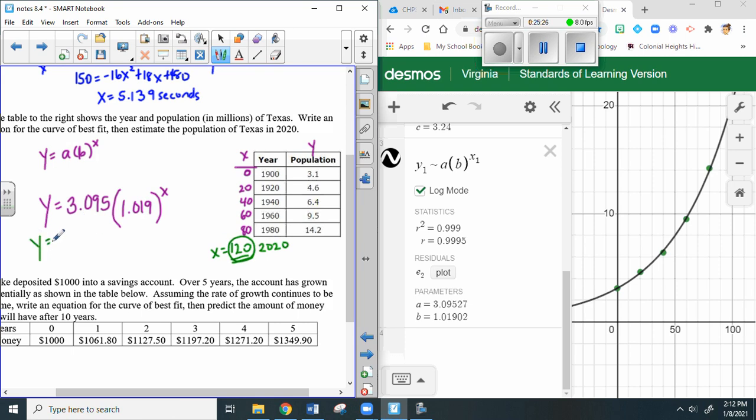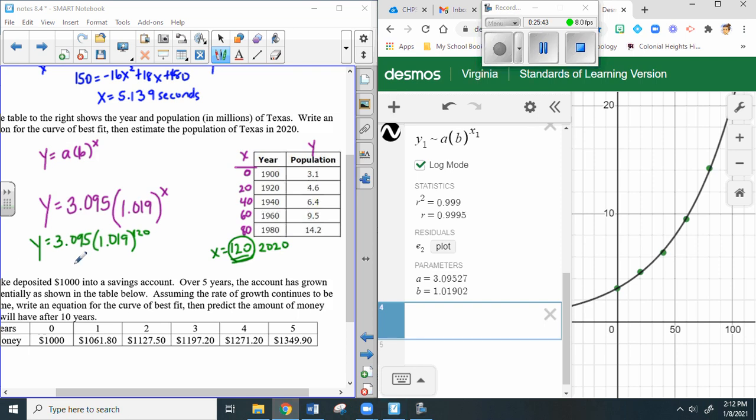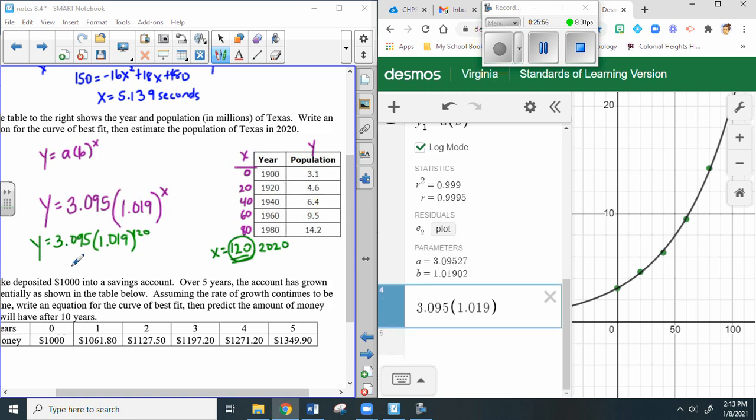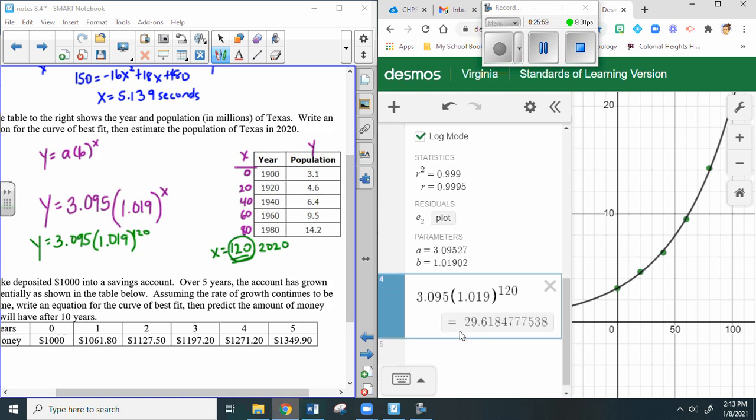So I'm going to come over here and I'm putting 120 in place of the X. All right, so in my line over here, I'm going to type in 3.095 parenthesis 1.019 parenthesis raised to the 120. And the Y, the answer, is the 29.618, right?